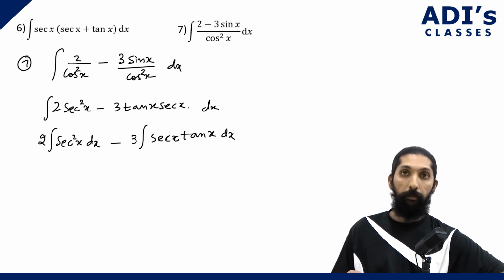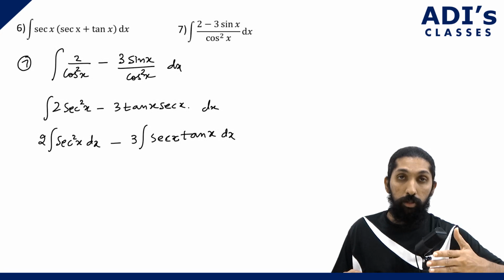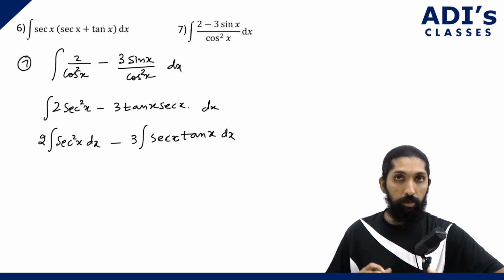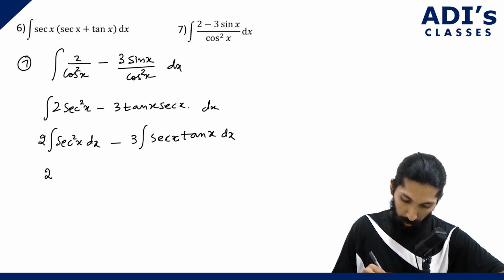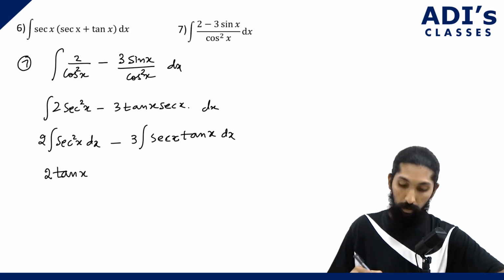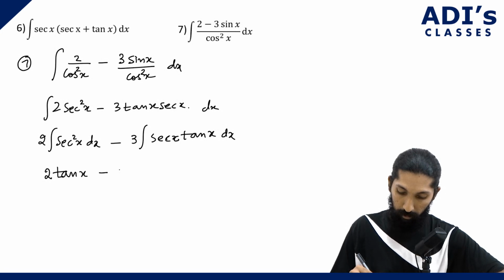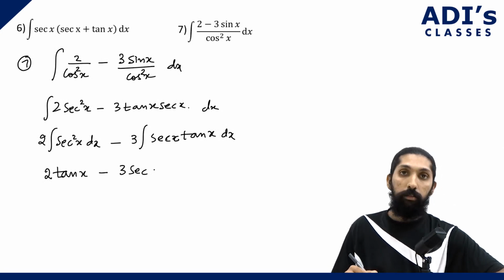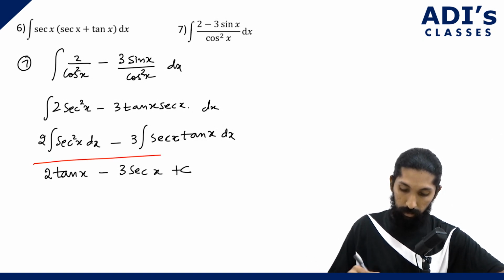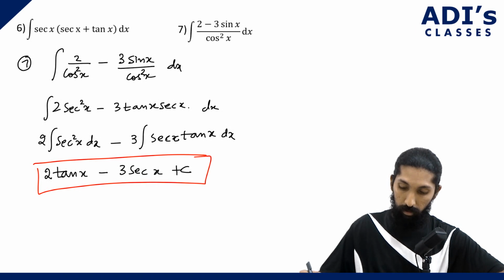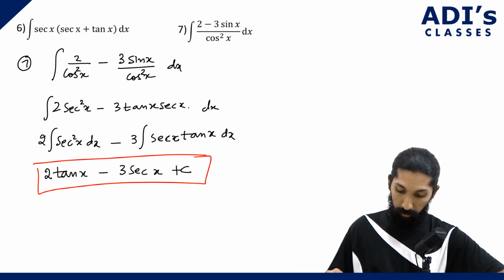Now we look into how we solve this one. See, sec² x you already know. So what do you have? 2 tan x minus 3 sec x plus c. So the final answer is going to be this. All right. So this is the final answer.